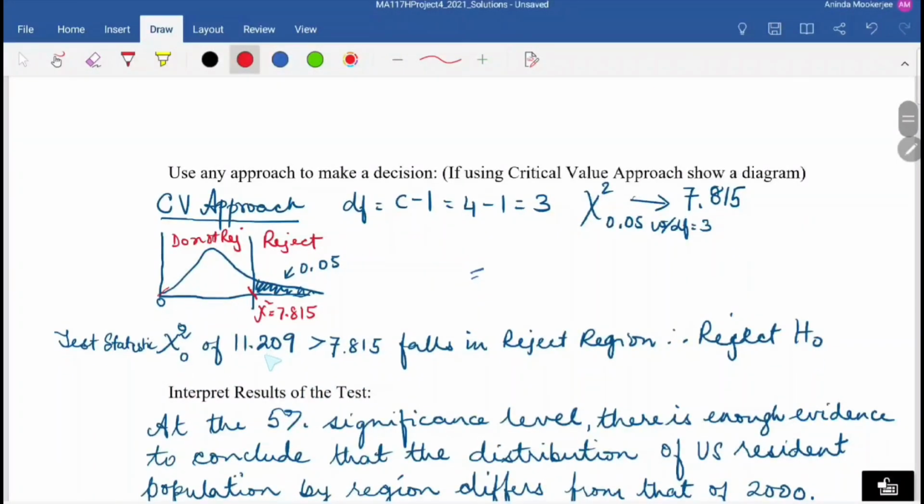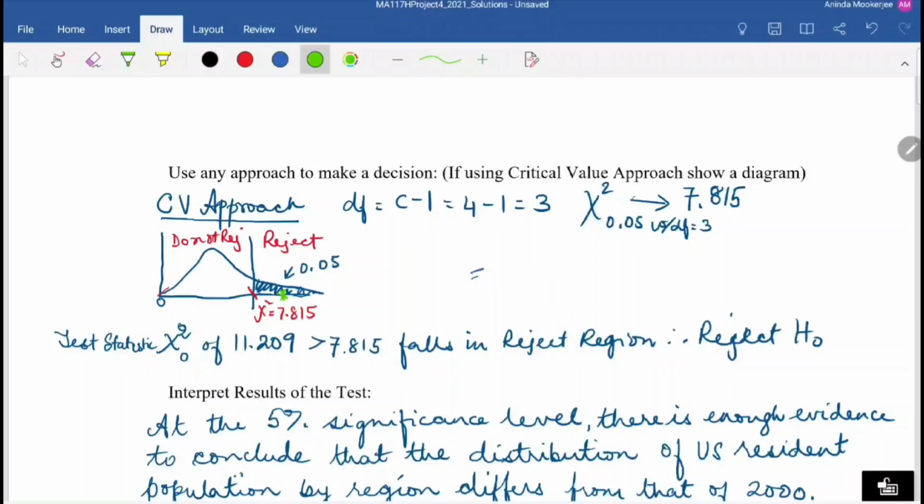So 11.209 is brought over and we check in which region it falls. So 11.209 is greater than 7.815, so it'll fall somewhere on the right hand side of 7.815, perhaps here. So it falls in the reject region, therefore reject null hypothesis.